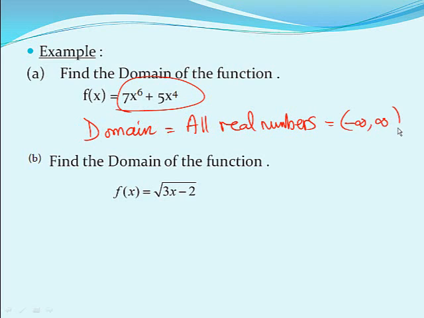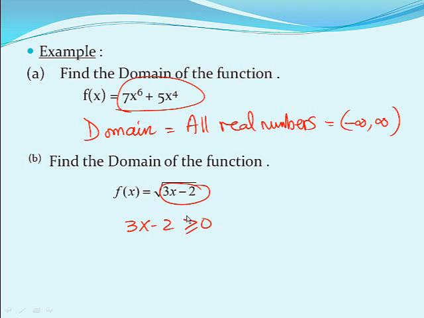And we sometimes write this in interval notation, and the interval is the open interval negative infinity to infinity. In the second example, we need to find the domain of the function f of x equal to the square root of 3x minus 2. We know that we can get a real number only if we calculate the square root of a non-negative number. Otherwise, it will be a complex number. So we need to insist that the square root is calculated on a non-negative number, which means 3x minus 2 is greater than or equal to 0.